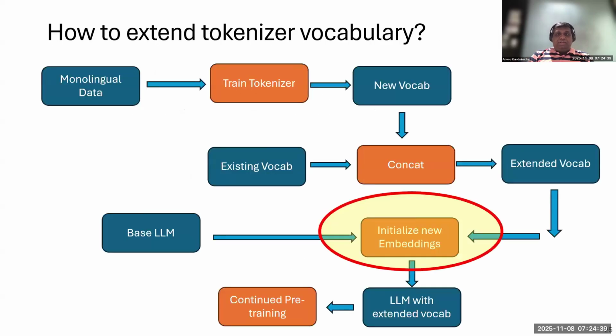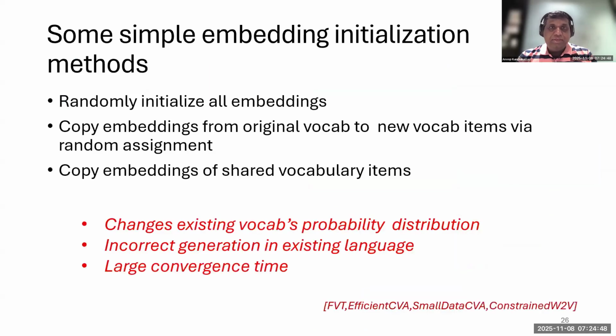Okay. So let's look first at a bunch of techniques for initializing the embeddings of the new tokens. Of course, some very simple methods which are good to try first are just to randomly initialize all embeddings. That's one way to do it. The other way is, you can just copy over the embeddings from the original vocab to the new vocab items via some random assignment. Another initialization, at least partial initialization, is for the shared vocabulary items, you can just copy over the embeddings from the old tokenizer to the new tokenizer.